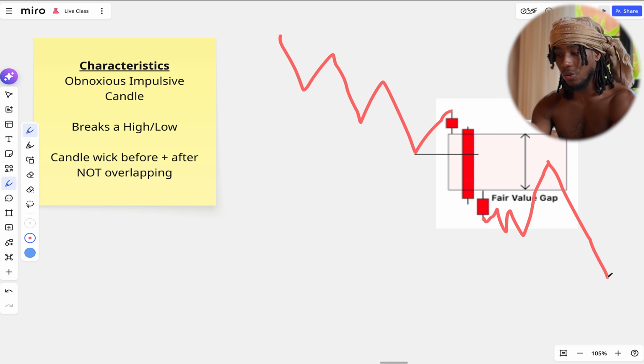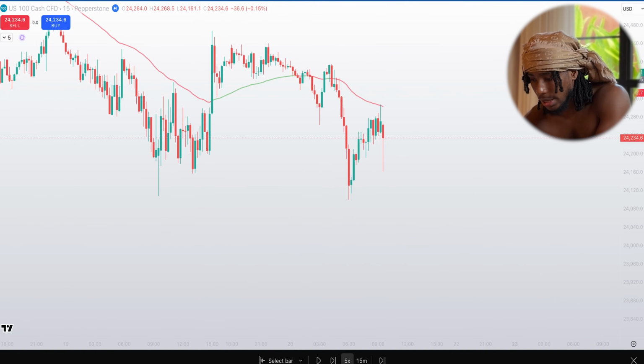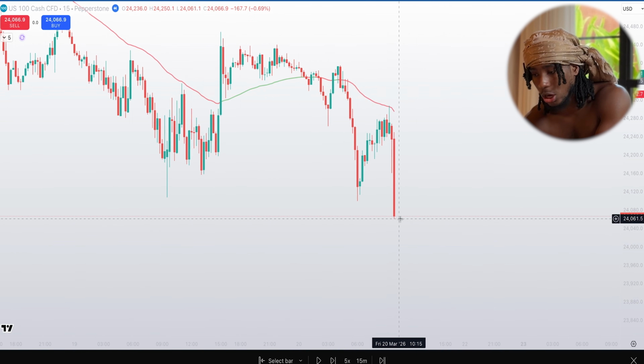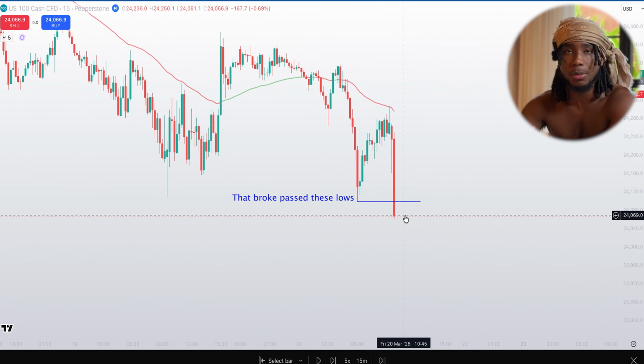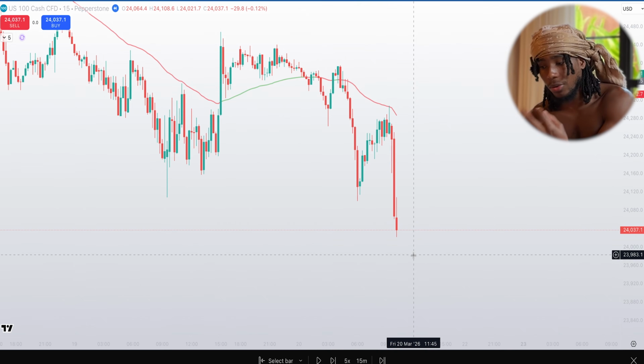So now I'm gonna show you an example of a fair value gap in a downtrend market. All right, so right in front of me, I clearly have a downtrend market. Next candle is going to be this huge, obnoxious candle. Definitely some manipulation, some matrix bank bullshit. We get this huge obnoxious candle. Next step, wait for the next candle to print.